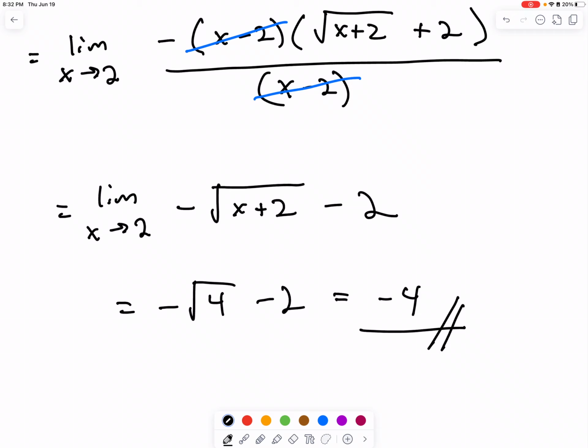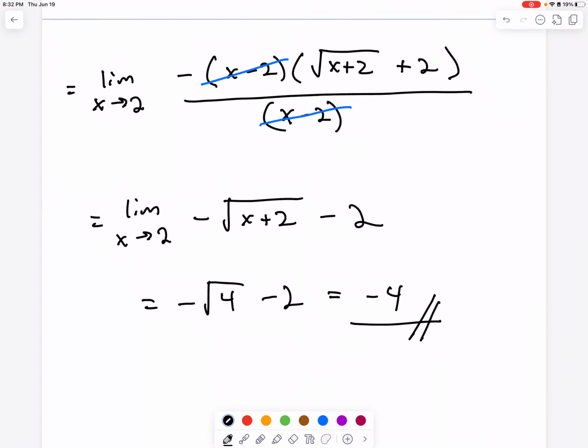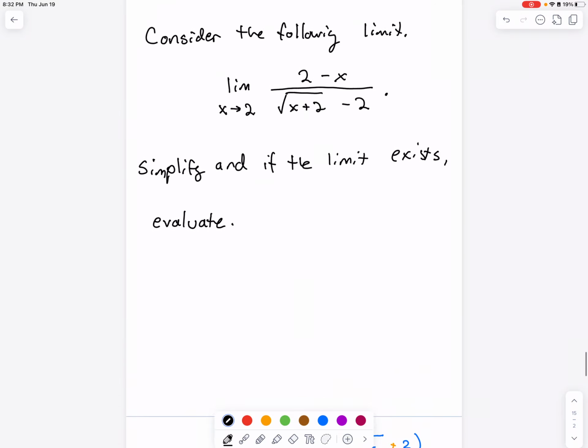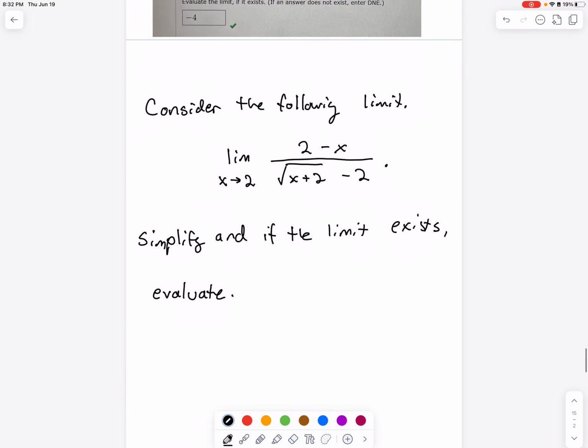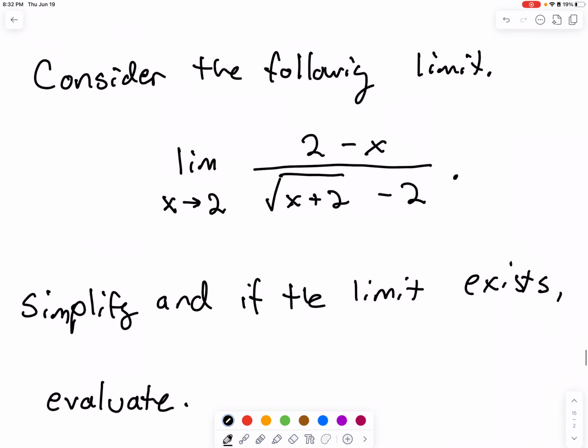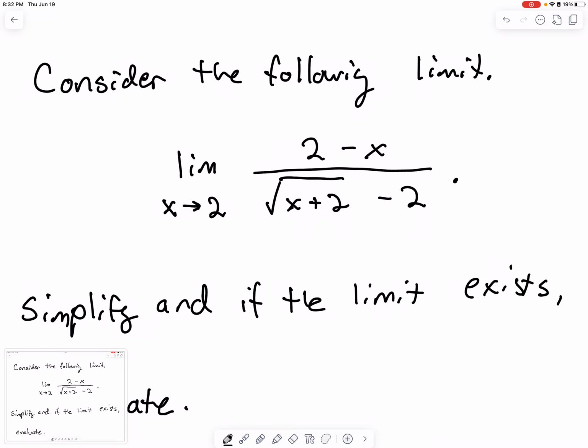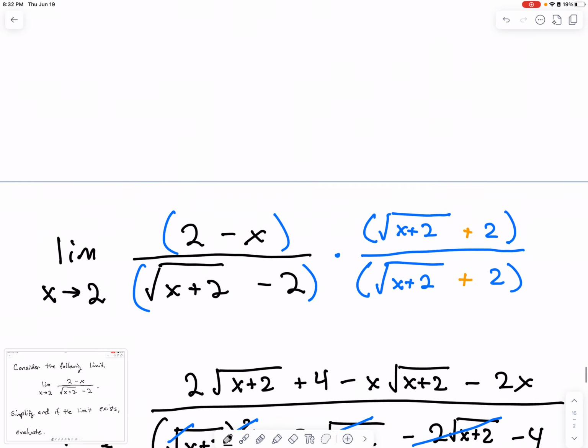Okay. So that was not trivial. Not in the least. Can I zoom out? Let me see. Yeah. Okay. Simplify.